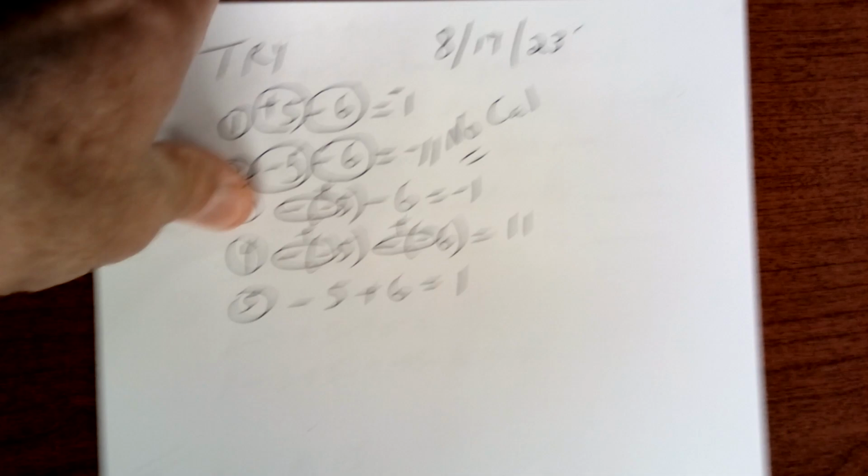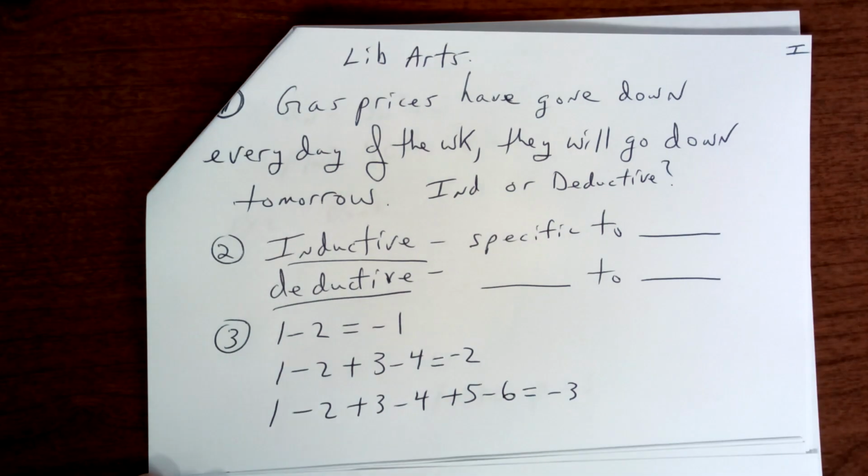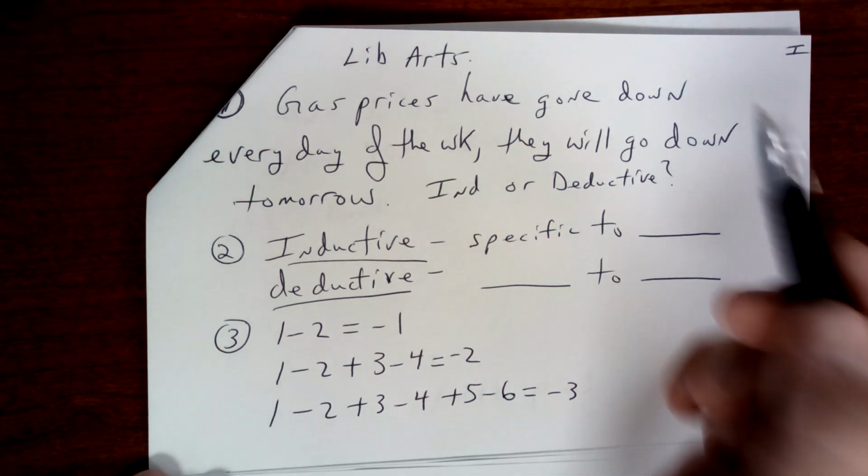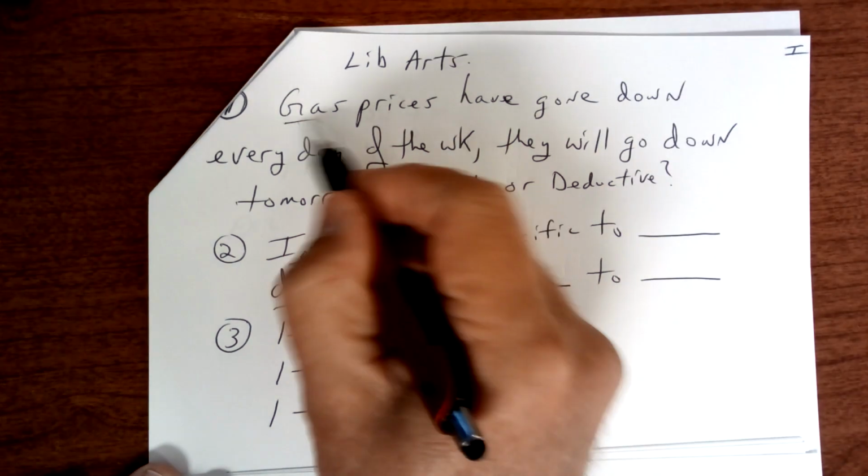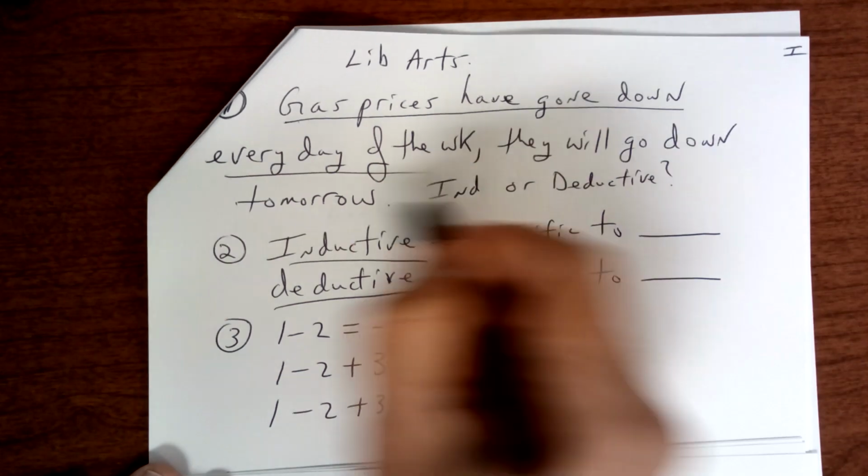Okay, what I want you to do now is open up a book. And actually, no, hold on a second. Try these right here. Okay, so gas prices have gone down every day. They will go down tomorrow. Now you got to decide if this first part is specific or general. That's the key.